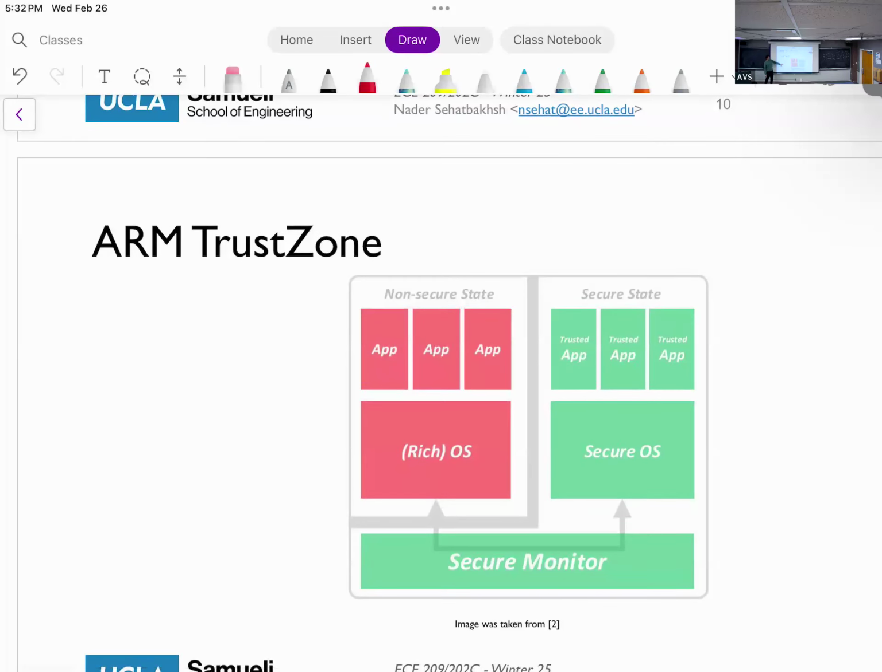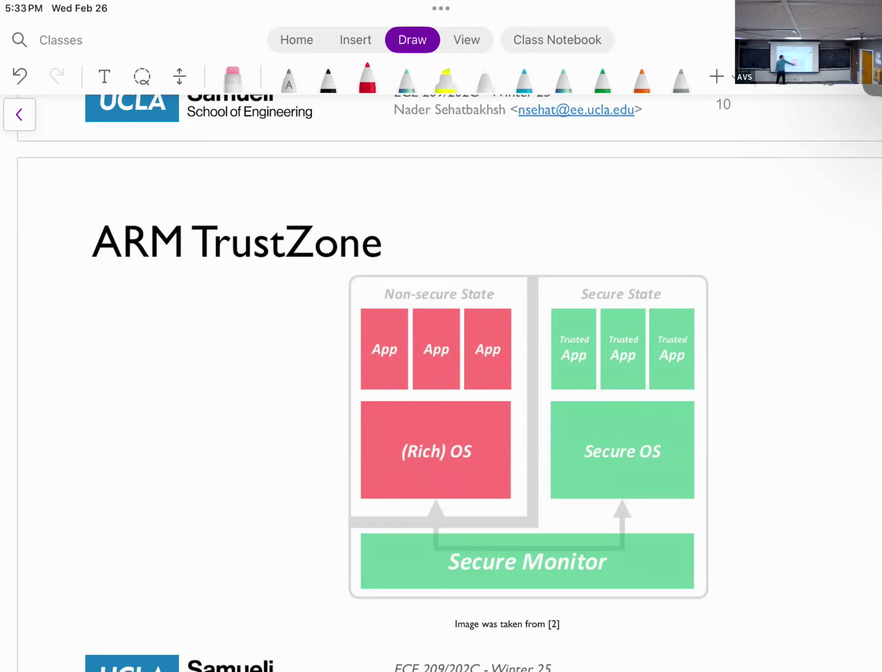This is how ARM TrustZone looks. Essentially you have the non-secure world or normal world, and you have the secure world. In your normal world, you can have many apps, and you will have your rich OS. In your secure world, you're going to have your secure OS or trusted OS, with different terminologies. Then you have a bunch of trusted apps. As I said, you will add another layer of abstraction called the secure monitor. The secure monitor allows the communication and transition of the trust between these two.